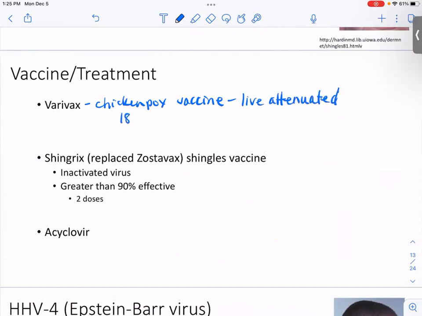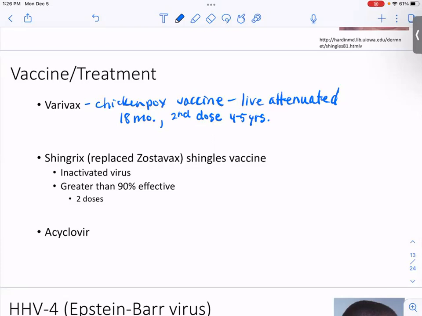Usually we give it to kids at about 18 months of age, and then a second dose about the time they go to kindergarten, maybe 4 to 5 years old. And that tends to give good lifelong immunity.